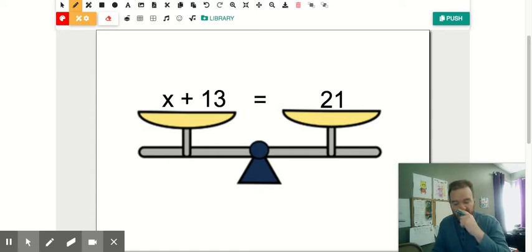I want to find out what this x equals. In order for me to find out what x equals, I have to make it so that it's by itself. So I have to get rid of what's with the x. In this case, I have 13 with the x. So for me to get x by itself, I have to subtract 13 from the side. I have to go ahead and subtract 13.